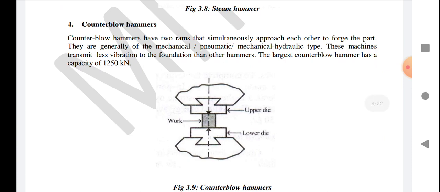Counterblow hammer, where both the upper and lower dies apply forces. No one die is fixed.